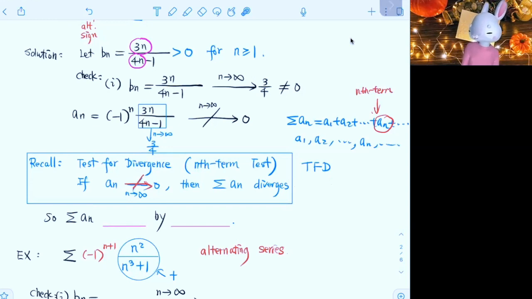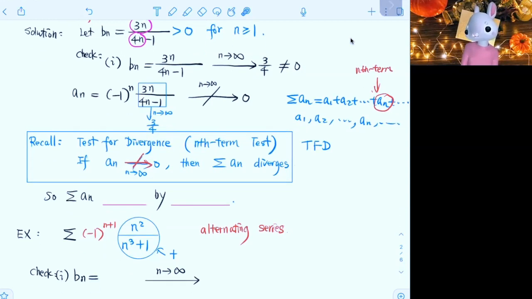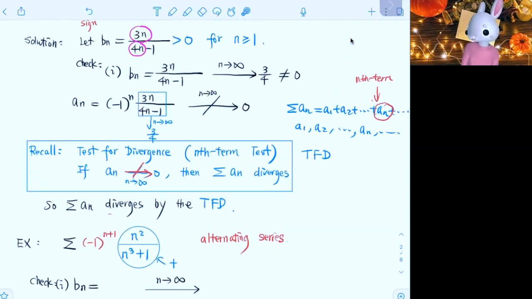Okay, so that's the reason we want to check this one first. This is an easier check than the second one, and it's more productive if we do it this way. So you can conclude the series diverges, but remember the reason it diverges is not by the alternating series test, it's by the test for divergence. Okay, so that's a little bit tricky. So if this first condition isn't satisfied, you can say that the series diverges by the test for divergence. Okay, let's do another example.